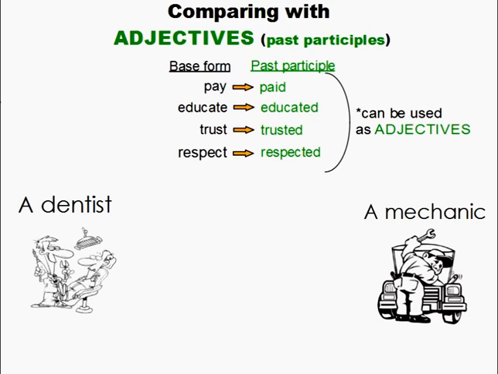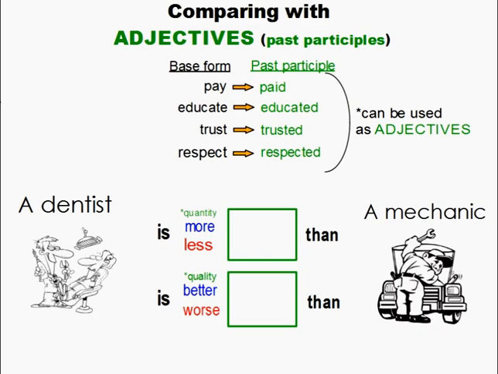Not all past participles, but some past participles I can use like an adjective. And if I use them like an adjective, I can compare them too, okay? So if I think of a dentist and a mechanic, I'm going to look at the first idea, paid, okay? Well, if I think of the quantity of pay, I can use more and less. The quality, we can use better and worse, and I can compare them.